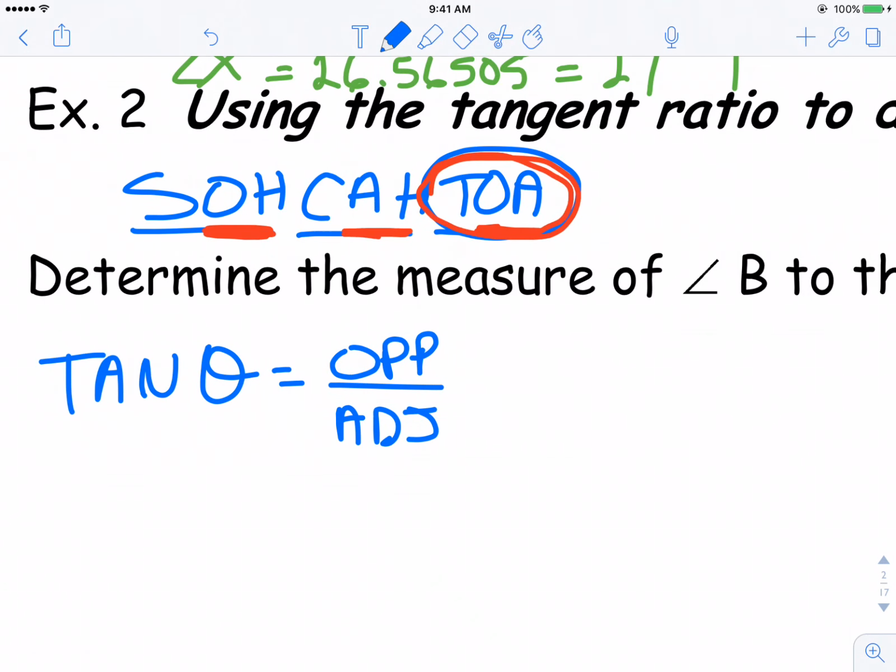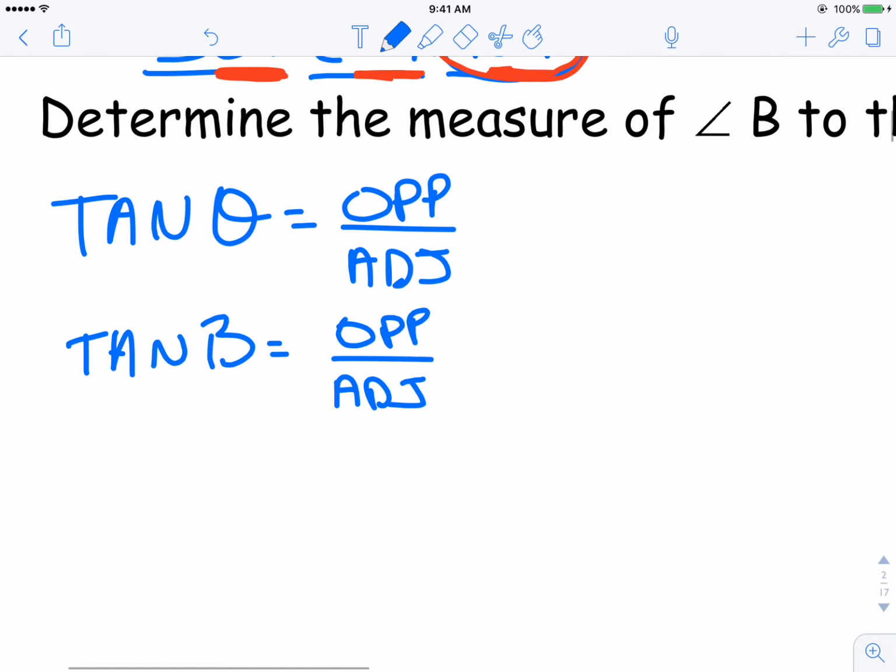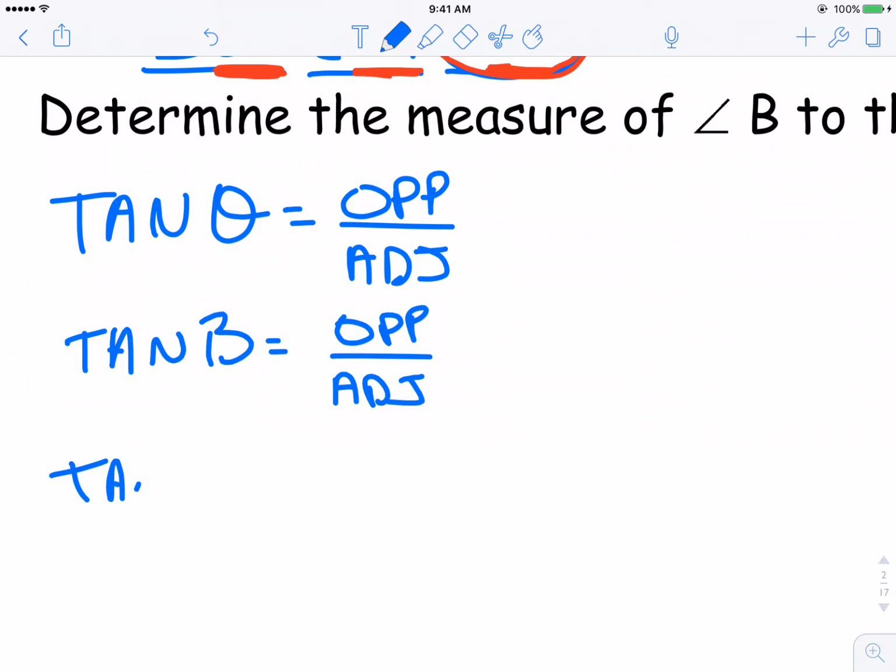So determine the measure of angle B. Here's tangent of an angle. Here's our formula. Tangent of an angle is opposite over adjacent. I know that it is tangent of B, which is equal to opposite over adjacent. Well, do I know what my opposite side is and what my adjacent side is? Well, yes, I do. Tangent of B is opposite, which is 9 over 13.